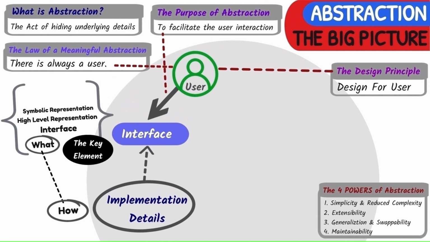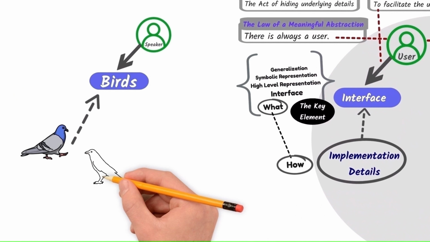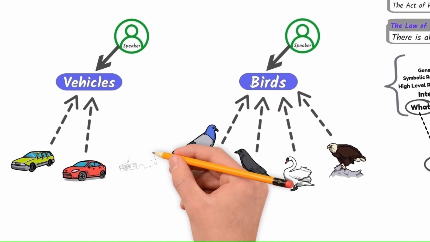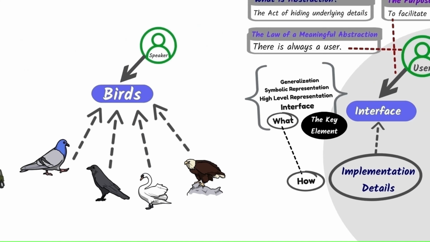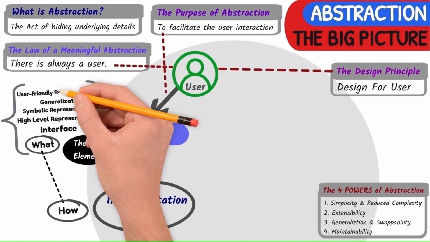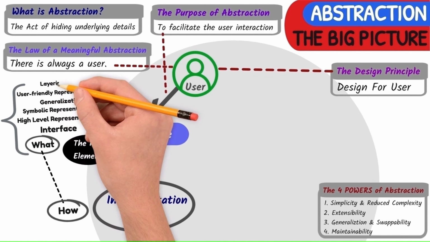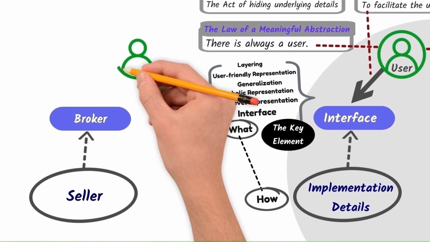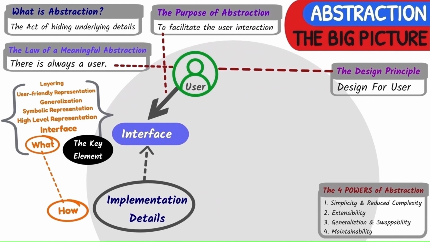Moving forward, in some scenarios, it will make more sense to see this as grouping or generalization. For example, when you use the word birds instead of naming each bird individually, that's an abstraction. Or when we refer to different kinds of cars simply as vehicles, these are also forms of abstraction where we are using generalization. And similarly, sometimes we can see it as a user-friendly representation of the entity, which is more convenient to the user. We can also see this as layering, just like a broker who acts as a middleman or a layer of abstraction between the seller and the buyer. These are the various forms an interface can take.